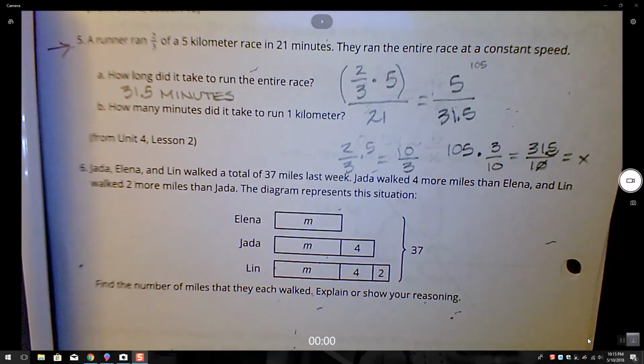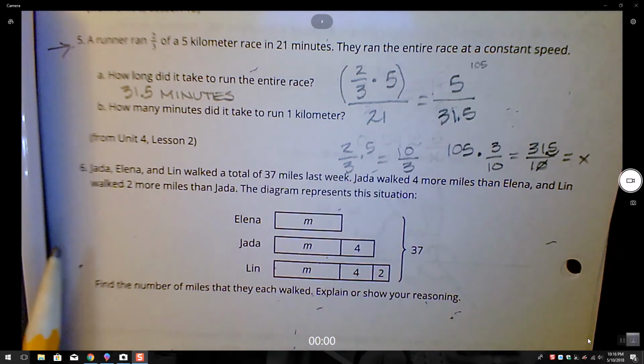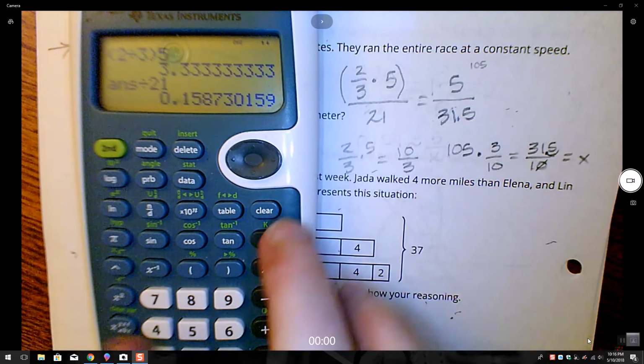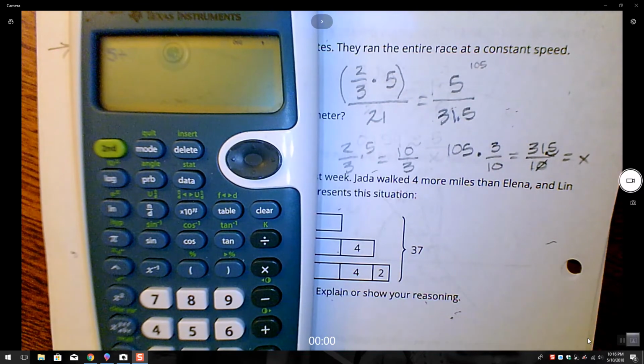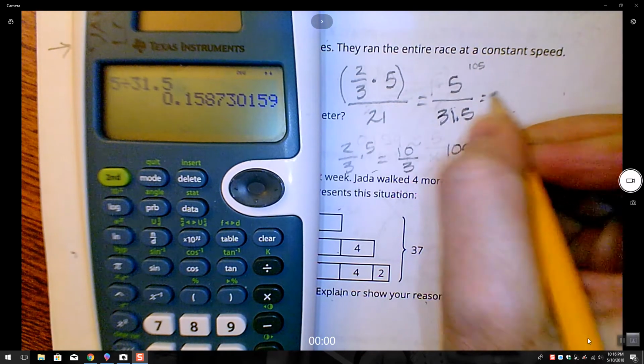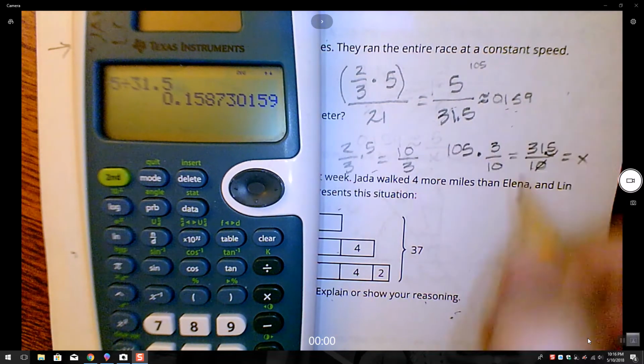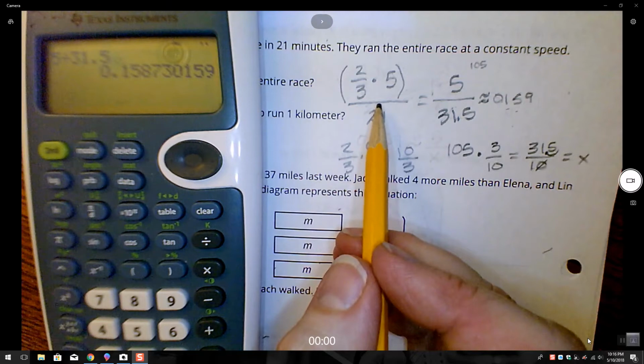Should we check that before we move on? How are we going to check that? Well, we could divide 5 by 31.5 and see if it winds up being the same as this divided by 21. Doesn't sound too easy, but it doesn't sound too hard. Let's just do it. 5 divided by 31.5 equals, that's a messy number. It equals 0.159. It doesn't exactly equal it. Almost equals it. So let's crunch this one real quick.